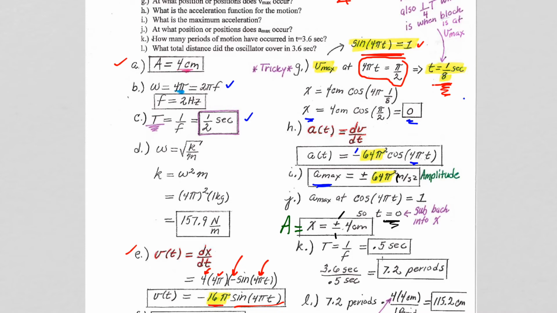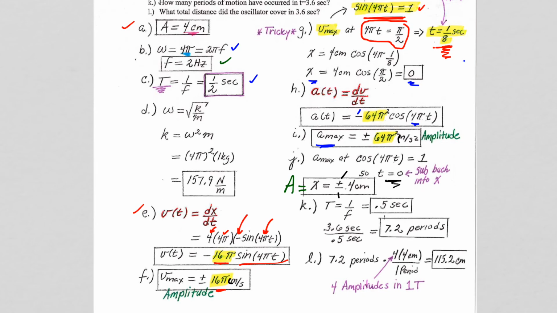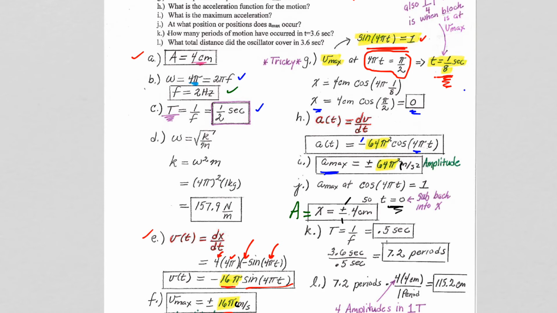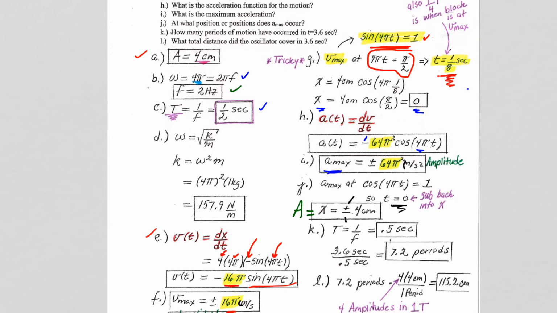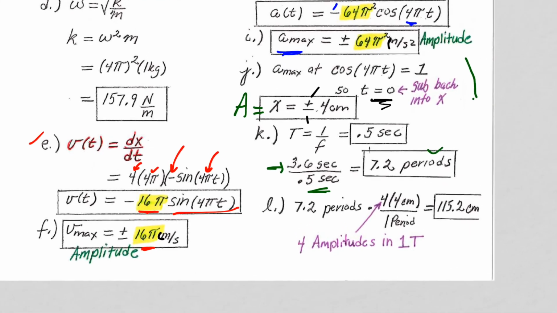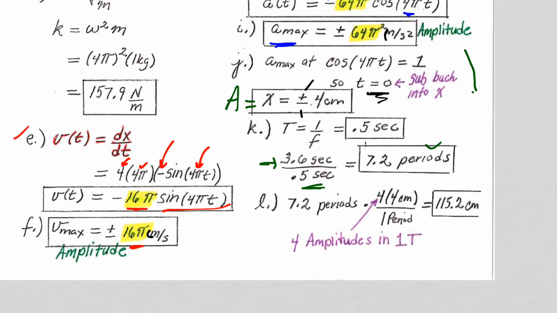Now, the period of motion is 1 on the frequency. We had the frequency up here, so we have our period quite easily. If we wanted to know how many periods of motion occur in 3.6 seconds, we simply divide. We have 3.6 seconds divided by the number of seconds in a period, so we get 7.2 periods of motion. A period of motion actually represents 4 amplitudes. That's a little bit tricky.